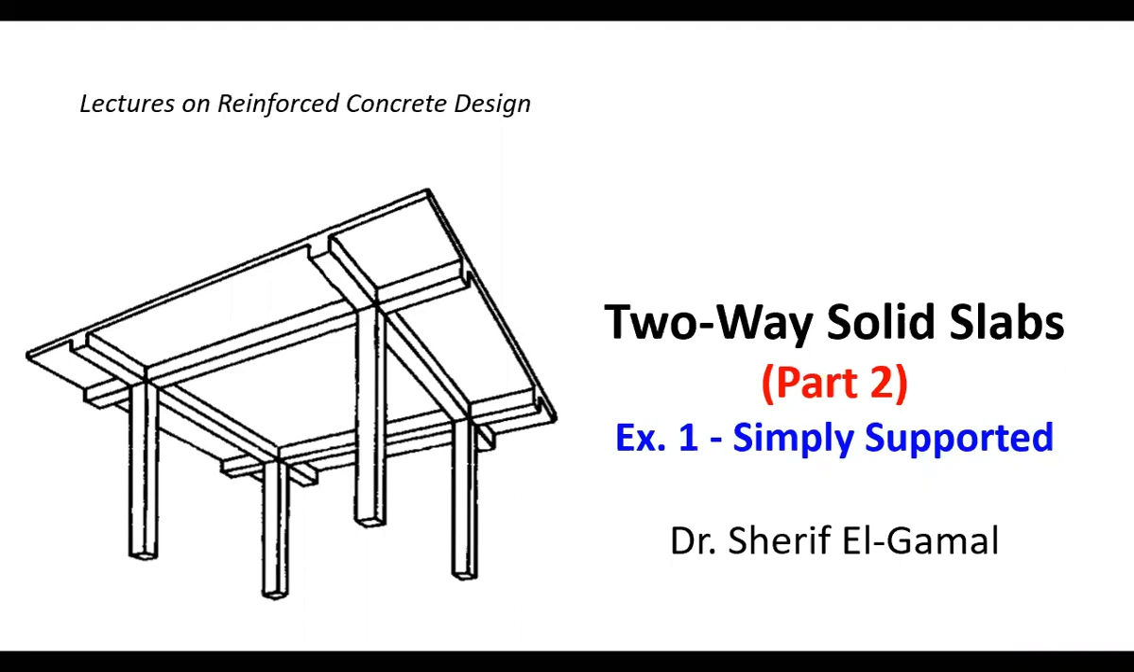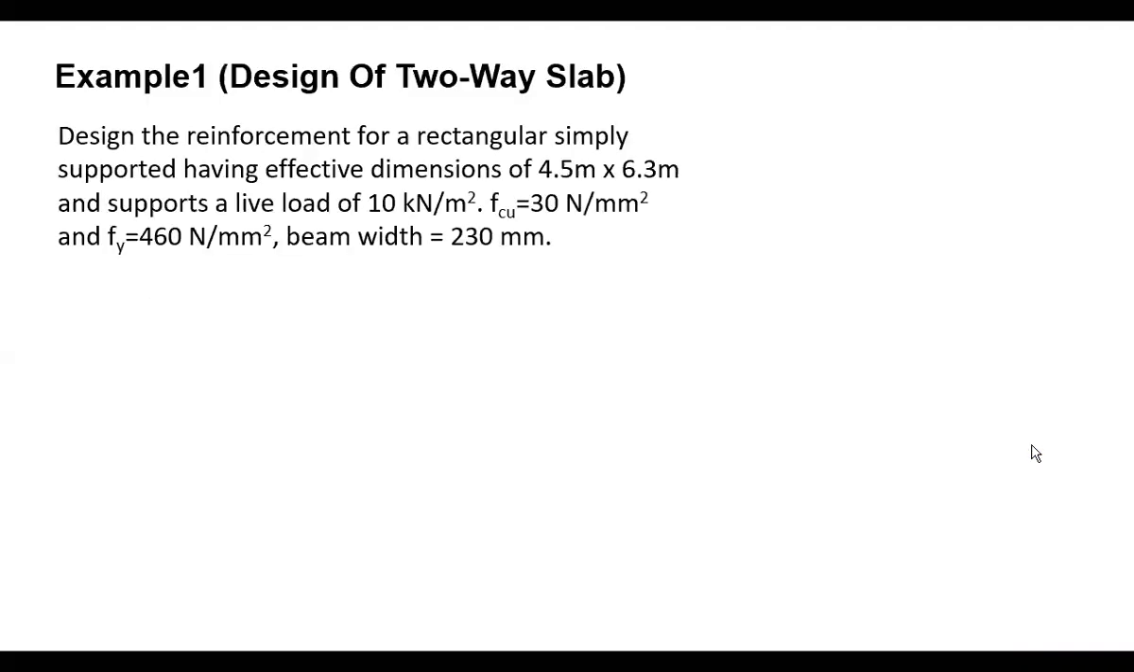Today we are going to continue with two-way slabs. This is part two. In part one, we talked about the introduction and the general steps that you need to use to design two-way slabs, and the tables you need to use also to design. And in this part number two, we are going to solve an example of the first type of two-way slabs, which is the simply supported two-way slabs.